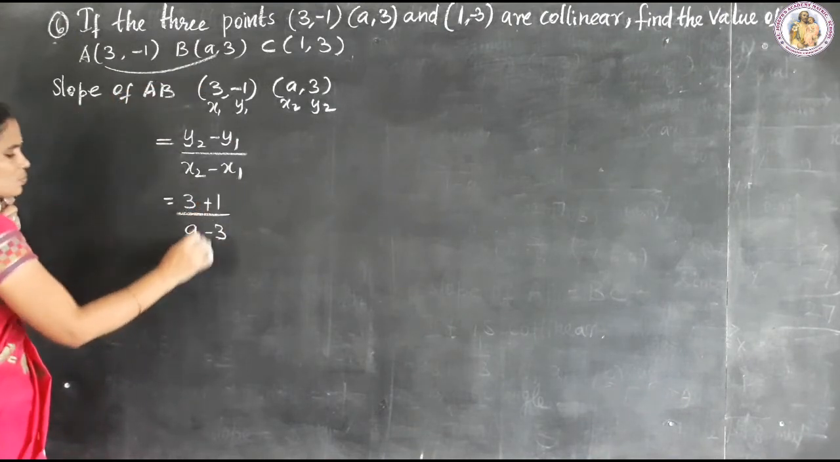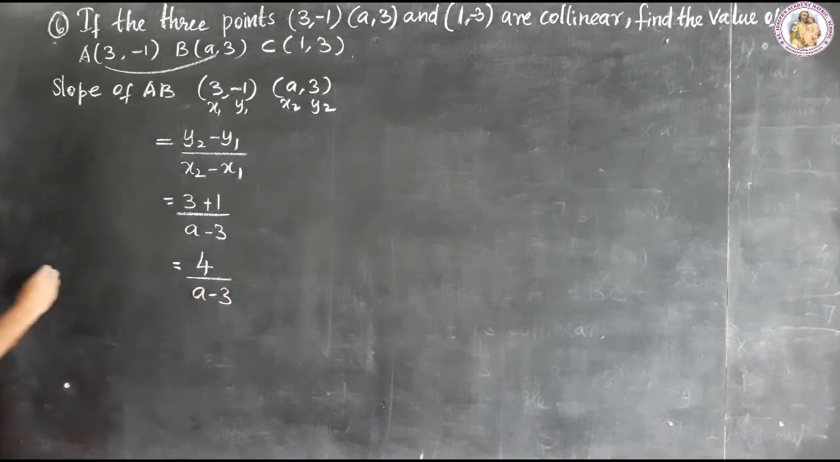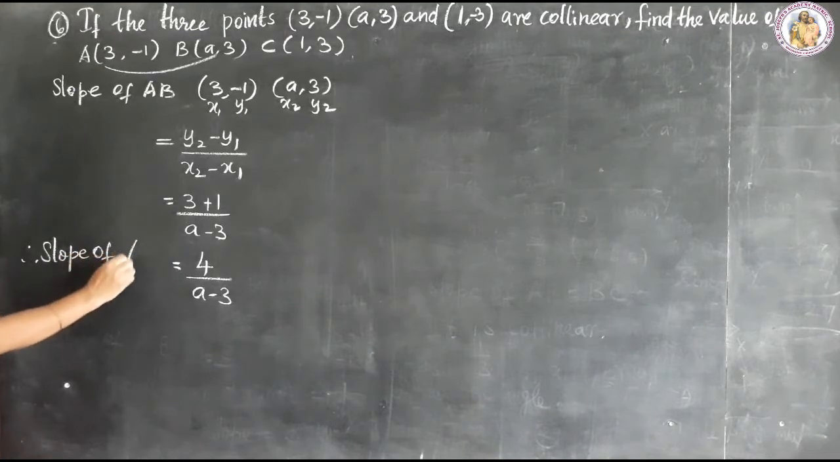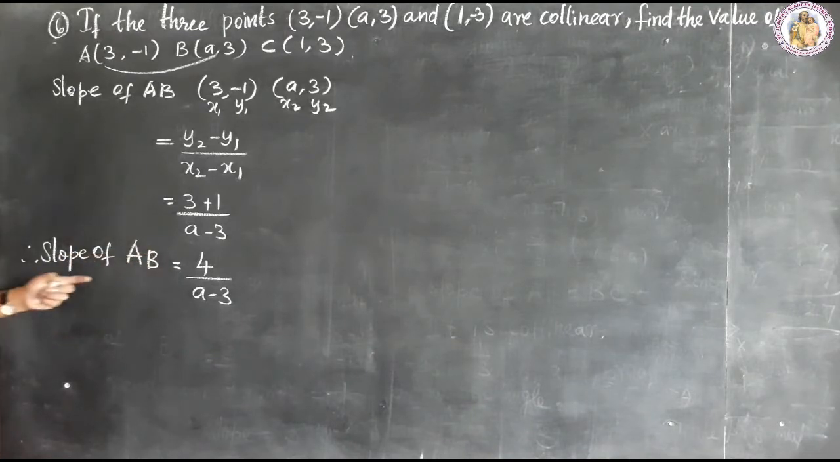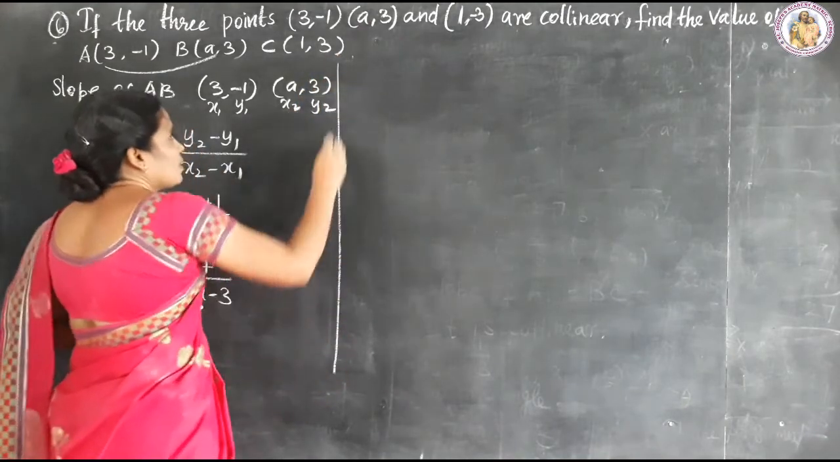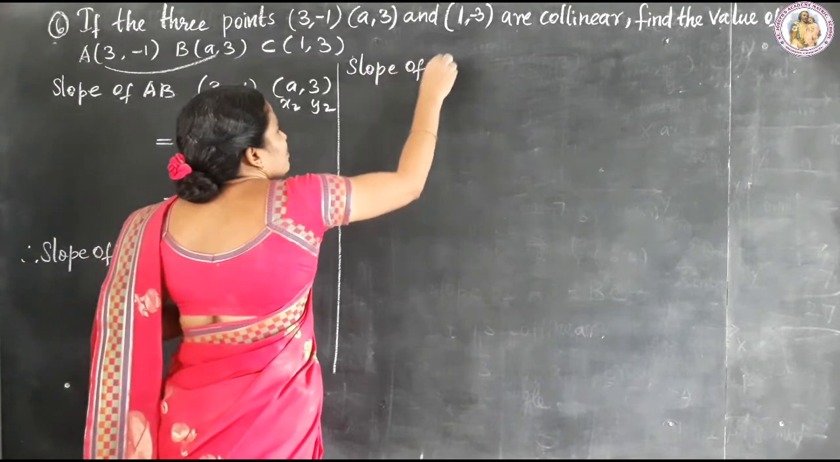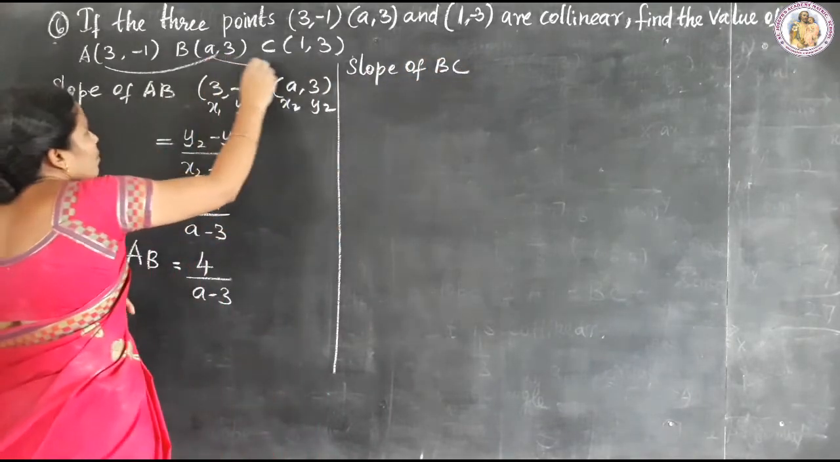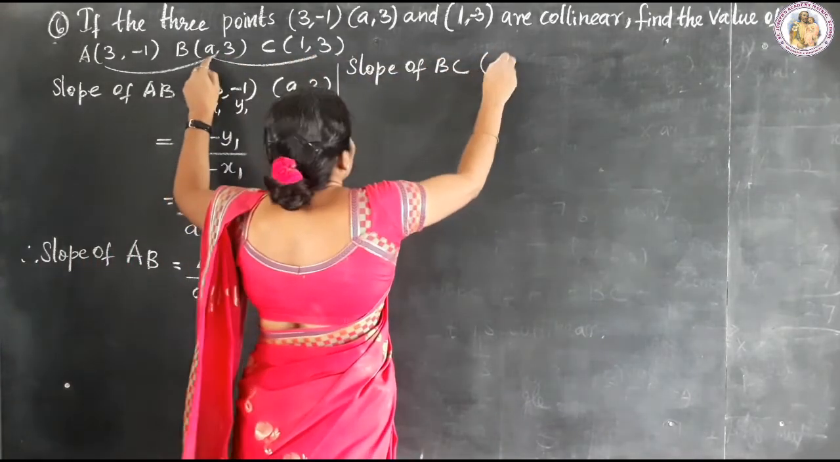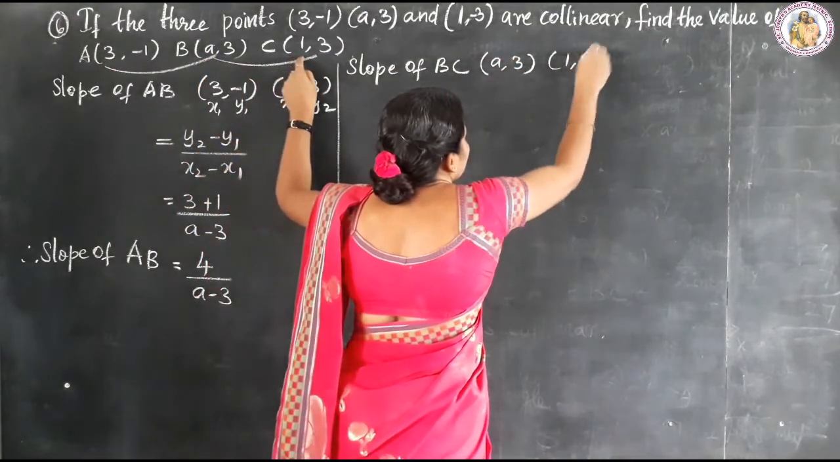Okay, so 3 plus 1 is 4 divided by A minus 3. Therefore slope of AB is equal to 4 by A minus 3. Then slope of BC. Now write the points B and C. So B is (A, 3) and C is (1, 3).